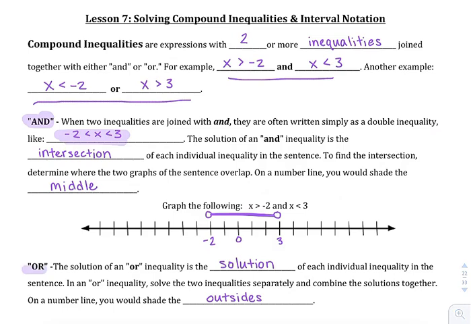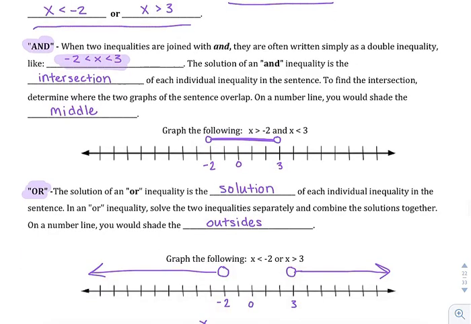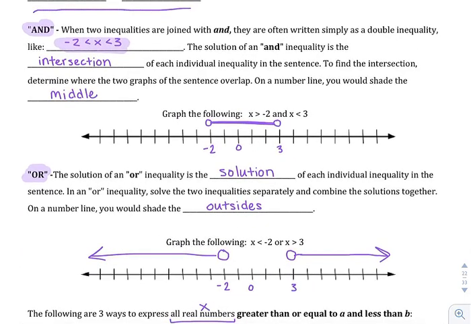So for "or" inequalities, it's the solution of each individual inequality in the sentence. For an "or" inequality, you solve the two inequalities separately, and then you just combine their solutions on the same number line. So for this case, you would do the outside. If something is less than -2, that's to the left, but greater than 3, that would be to the right. So "or" is out, and "and" is in.